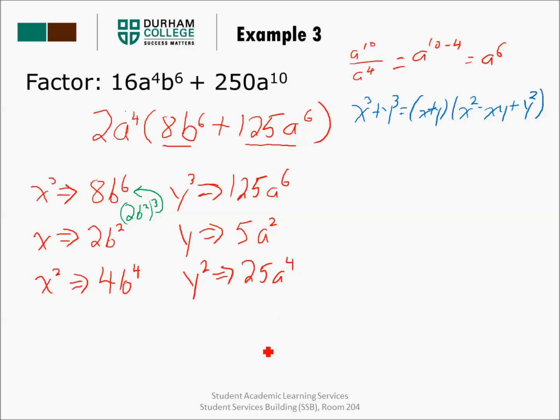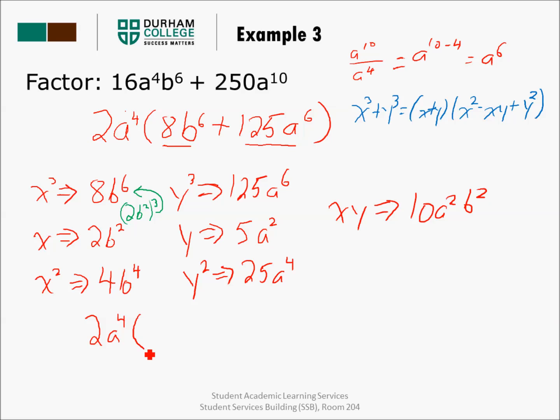And the last thing is just x times y. So that's going to turn into 10a squared b squared. Now all that's left is to substitute that back into the formula. And I'm not going to write out the x cubed and the y cubed yet. I'm just going to put the final answer. So we still have the 2a to the 4 in front. Don't forget that that's there.